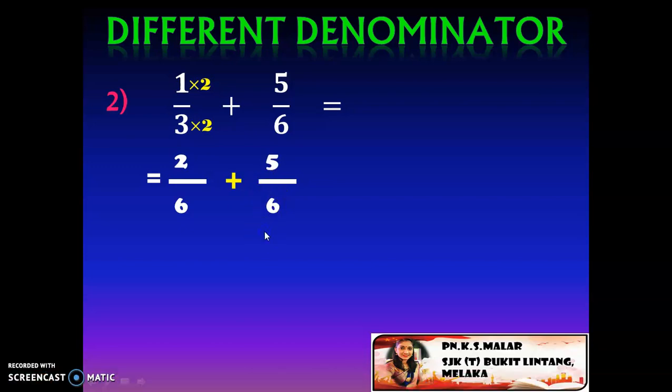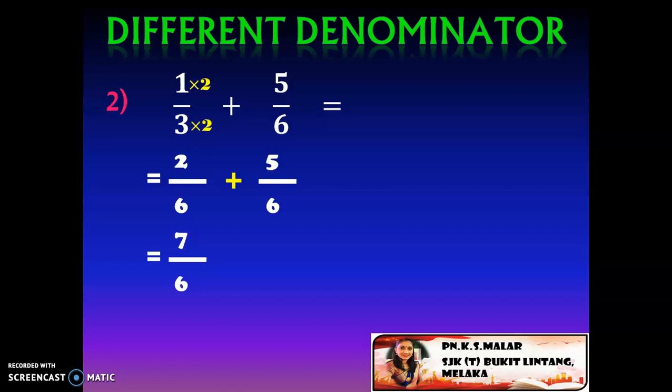In the addition of fractions, we cannot add the denominators. So it will remain the same. We just need to add the numerators. 2 plus 5. 2 plus 5 is equal to what, students? Yes, it is 7. Now, 7 over 6 is not a proper fraction. It is an improper fraction.